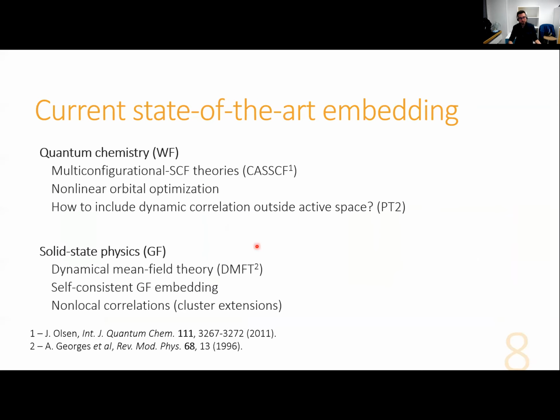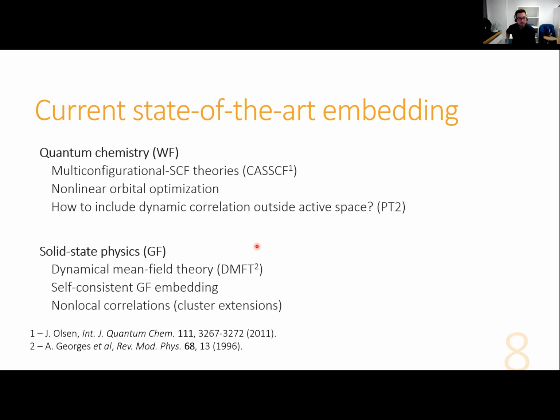So embedding is, of course, not new in many body physics. In quantum chemistry, the state-of-the-art embeddings are multi-configurational SCF theories, like CASSCF. So these are nonlinear orbital optimizations in an active space. And the challenge there is to include correlation outside the active space, but this can be achieved with a PT2 correction. So that's a second order perturbation theory correction.